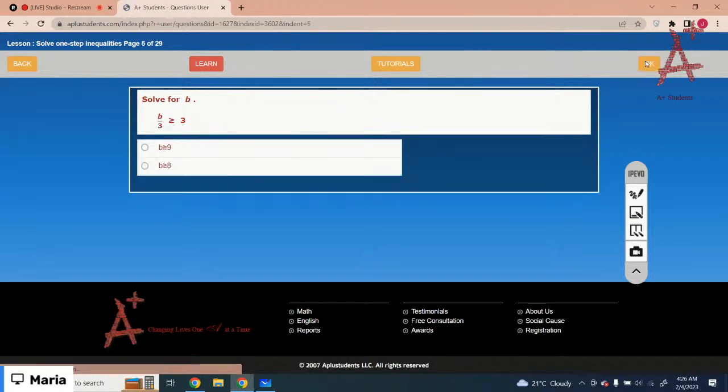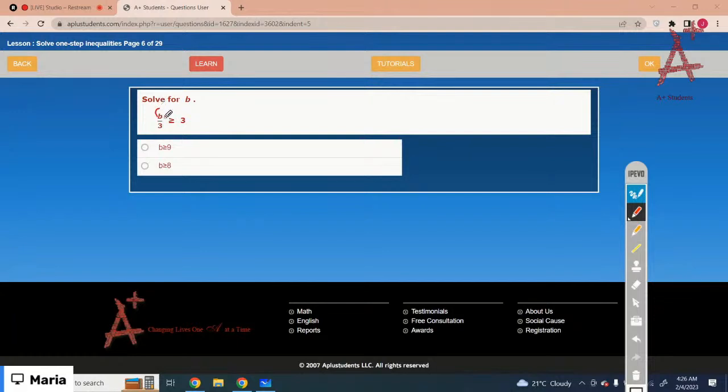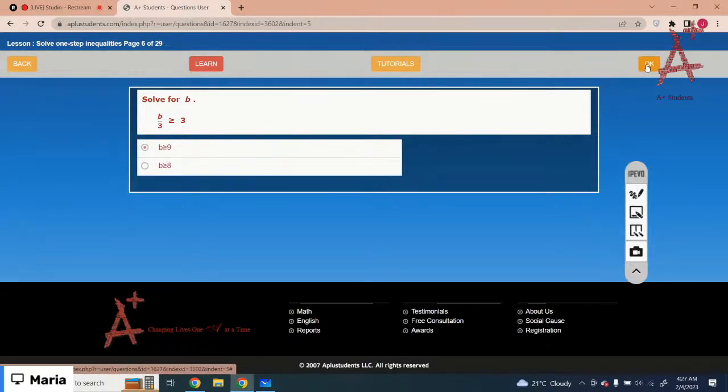Yes, very good. Okay, the next one is b over 3 is greater than or equal to 3. So you have to isolate the variable b. So you have to remove the 3 that is dividing. Opposite to division is multiplication. Got it? So just multiply both sides by 3. So 3 and 3 cancel out and you are left with b is greater than or equal to 3 times 3, which is 9. So the correct option is b is greater than or equal to 9. Got it? So just select the correct option, then click on the OK button.